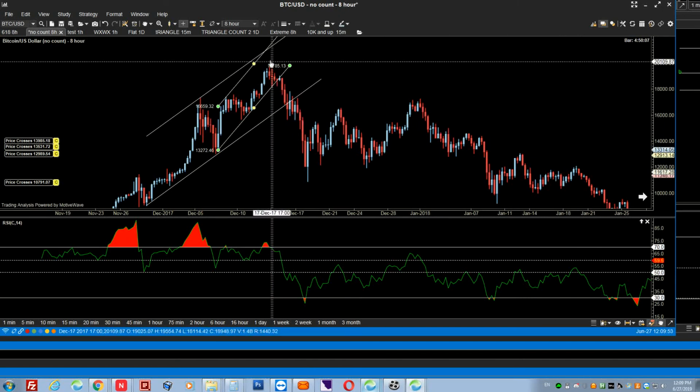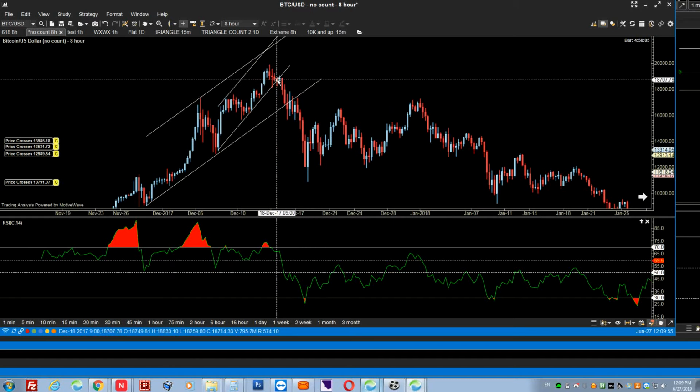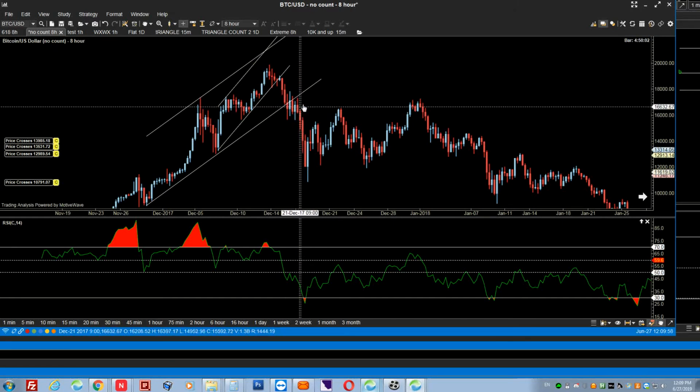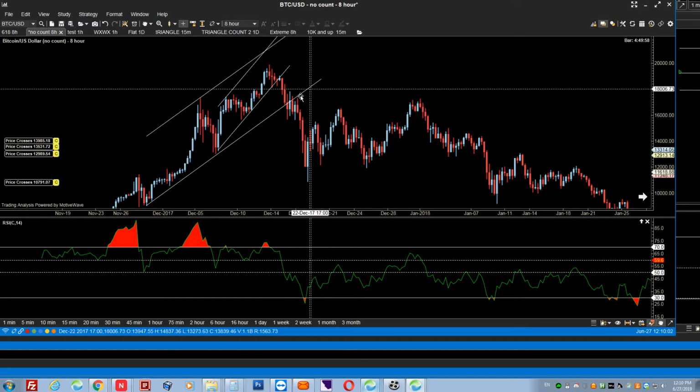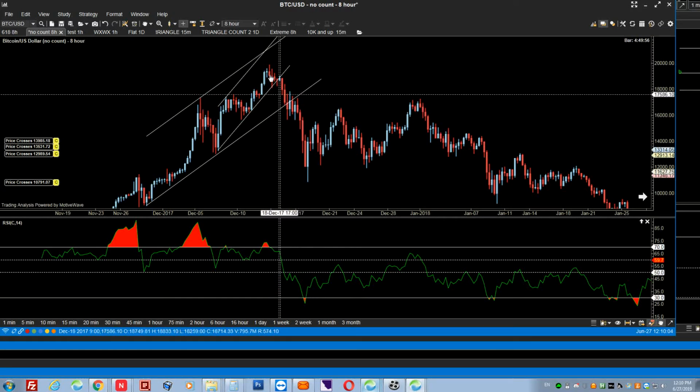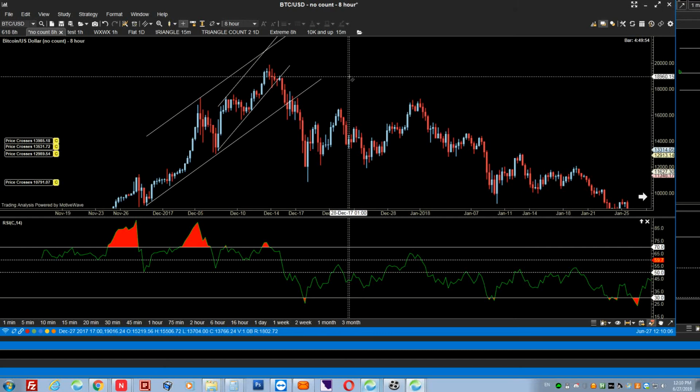So now you go down. This is how you actually enter a trade. So you enter a trade right here. You got confirmation at this area right here when you start closing after the channel. Now, how do I get out of the trade?